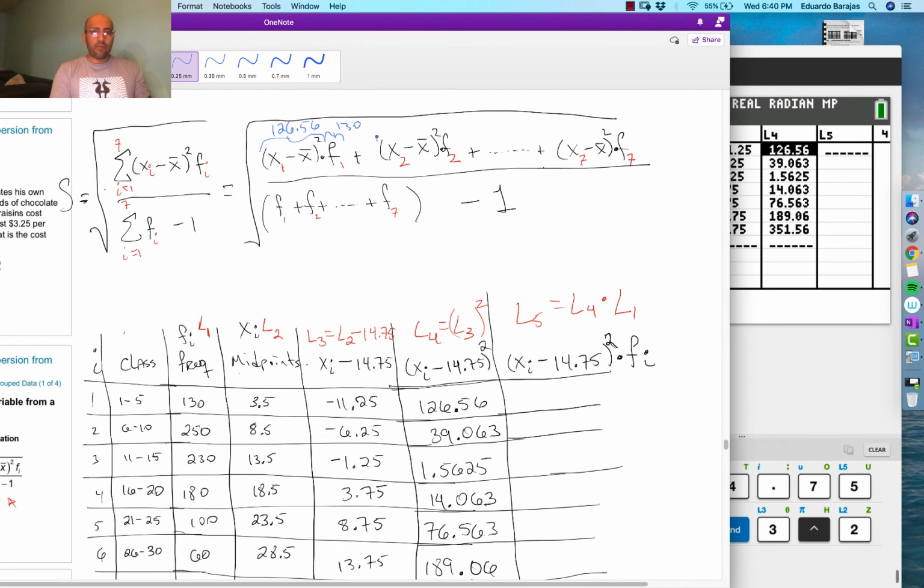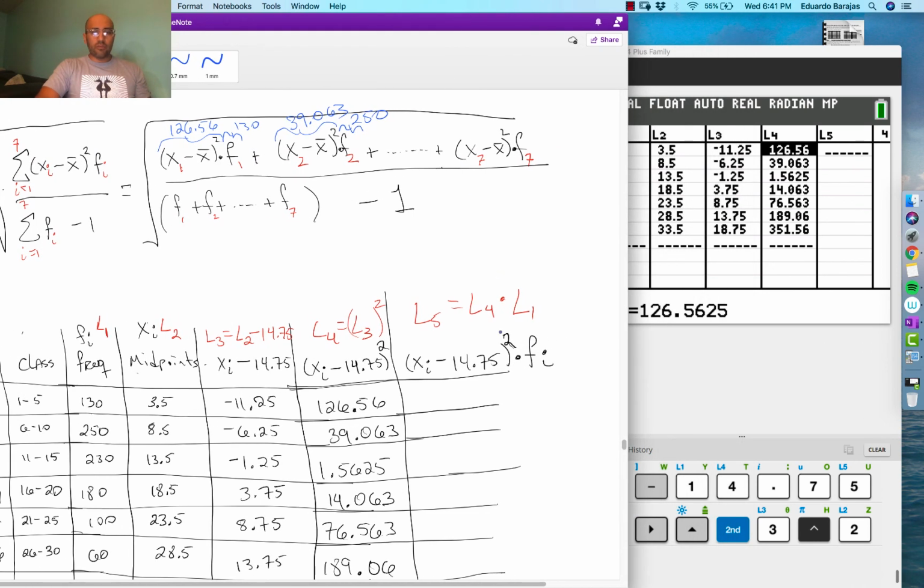Good. And now the next term, all of this up to there, that is 39.063, and I want to multiply it by its frequency, which was 250. Right, so I want to multiply those two together, and that's the value that belongs there. Multiply these two together, that's the value that belongs there. So let's use our calculator and then we'll confirm.